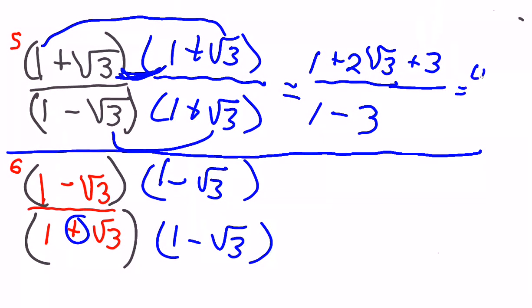So I get 4 plus 2 square root of 3. And on the bottom, I've got a 1 minus 3, which is negative 2. Okay, we can continue to simplify this one.